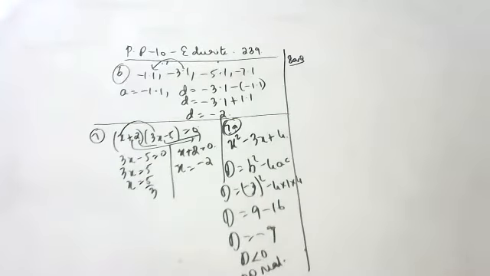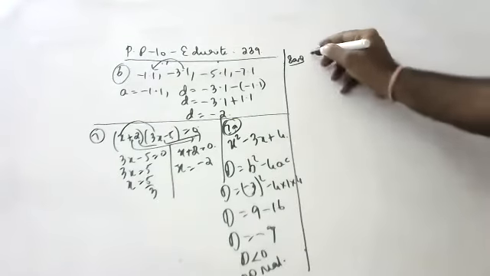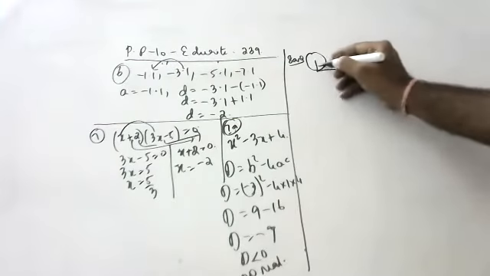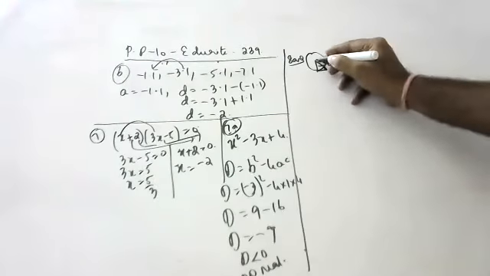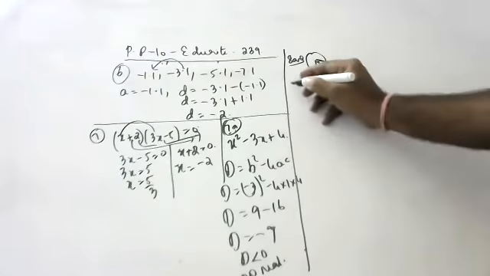Next, check the answer, children. What is the angle between tangent and radius? 90 degrees.